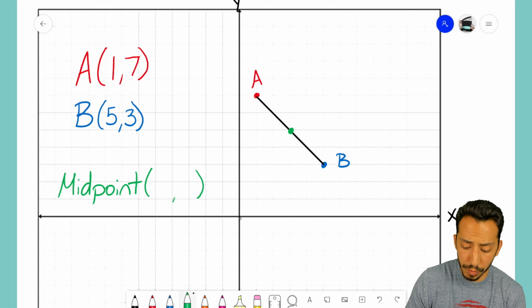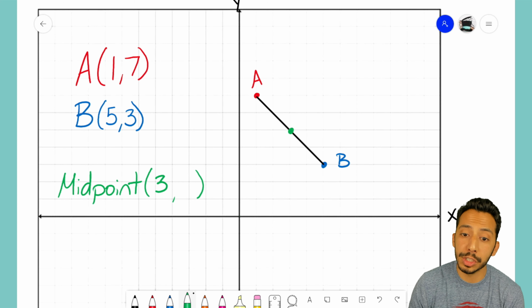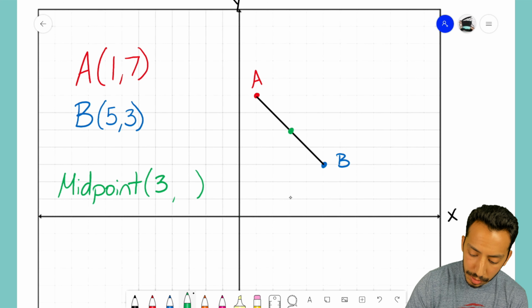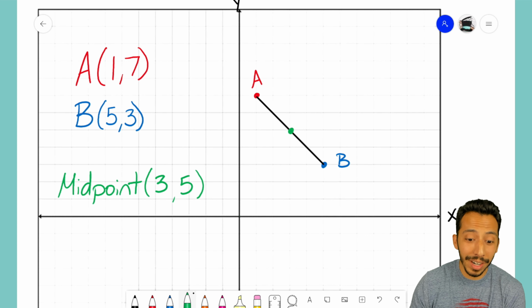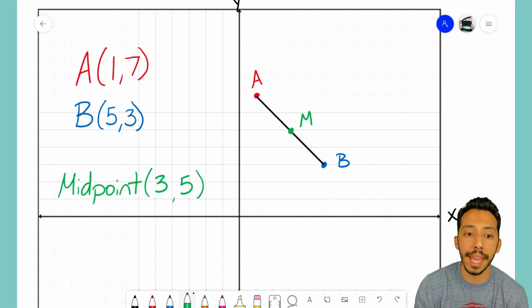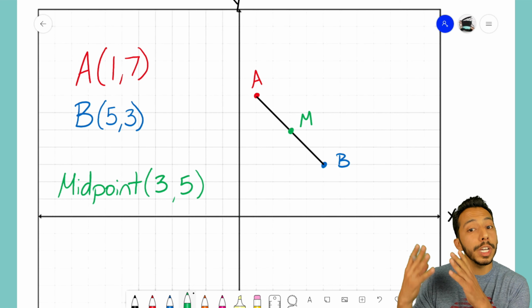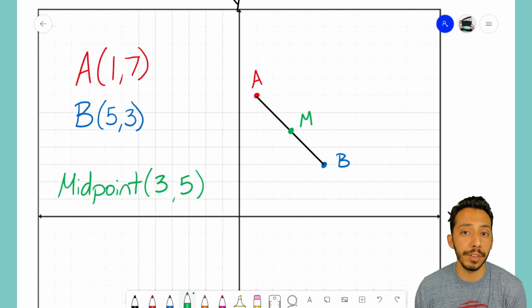It looks like I'm going over in the X direction 3 spots, so I would say the X value is 3. And then it looks like it goes 1, 2, 3, 4, 5 points up. We can label it M for midpoint. That is the midpoint of our line segment AB. Now, you can graph it, and when you graph it, you might be able to find the midpoint very easily.